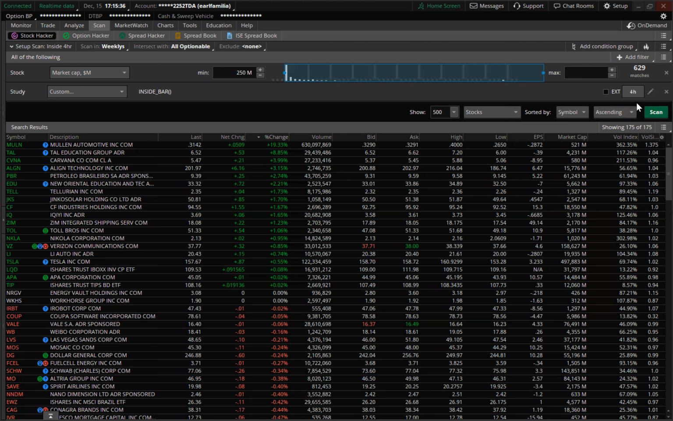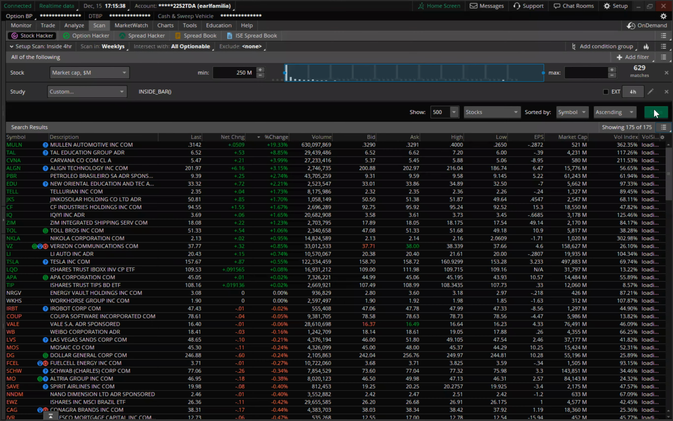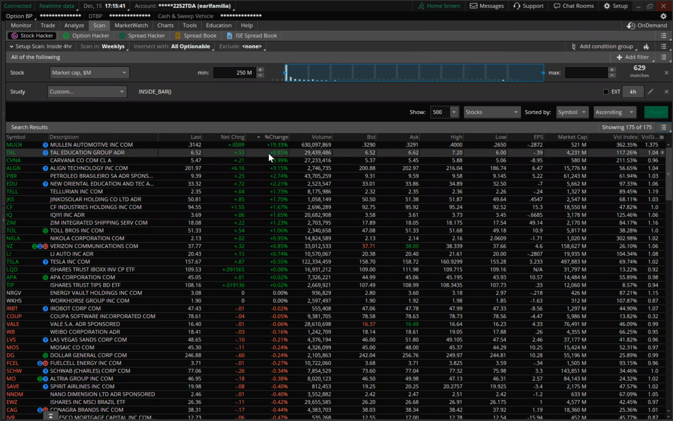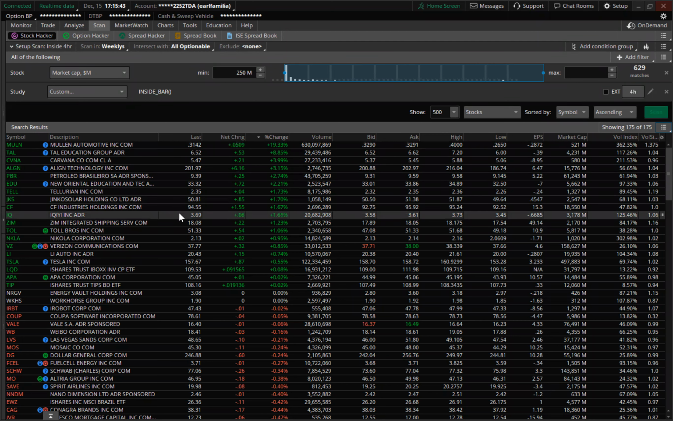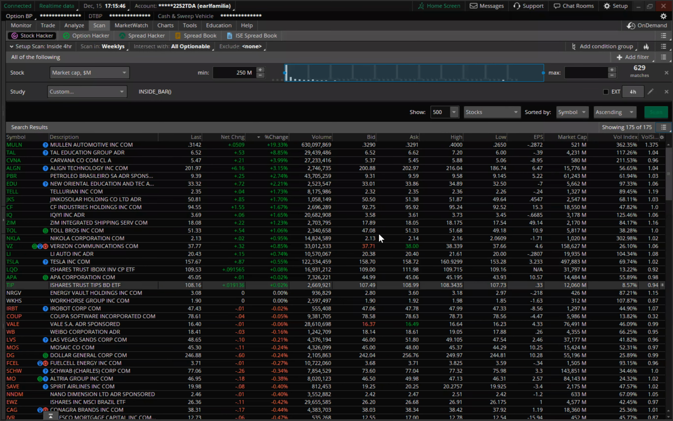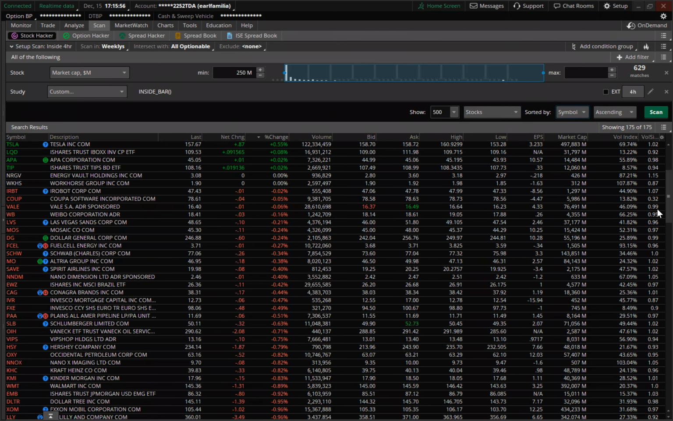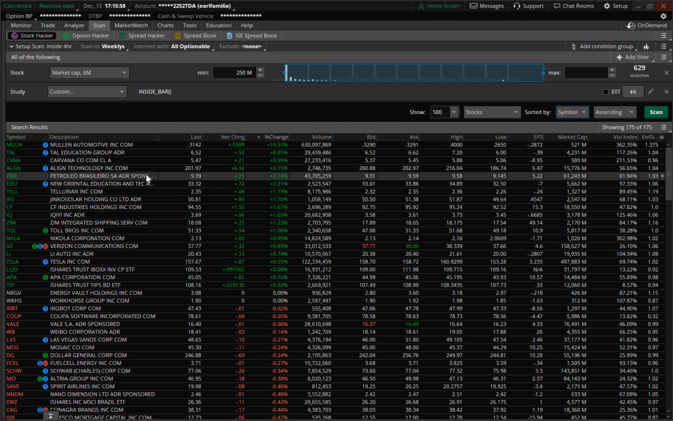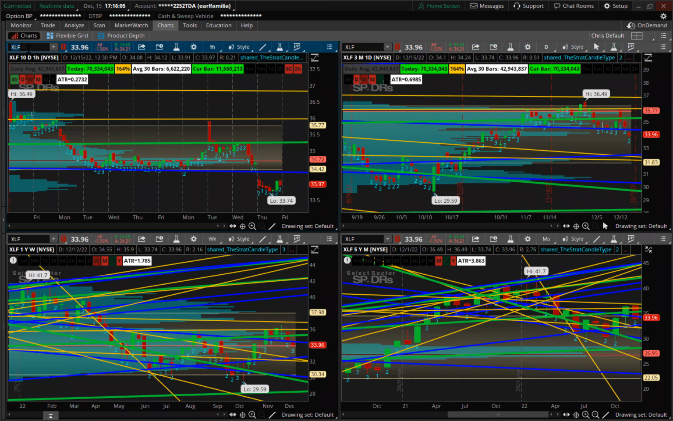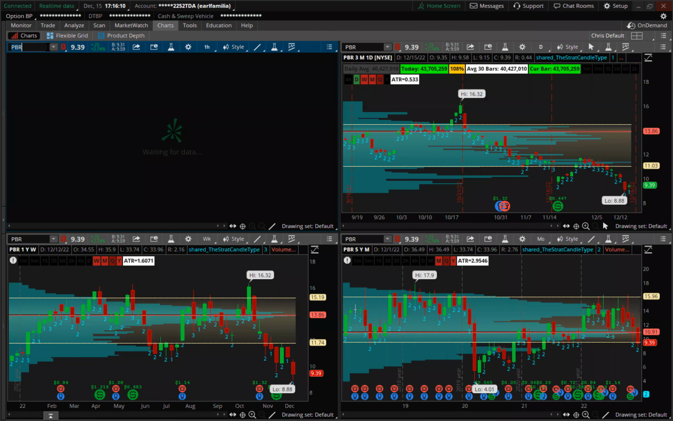Just letting y'all know right now, we're in this 4-hour scan, and we have a couple of tickers here that we see. Is there something I'm not seeing right now? The list looks different to me, but we have a few tickers here that we can take a look at. I see PBR on the 4-hour. So let's take a look at PBR. I don't know if that's one that I would play for a 0-day, but we'll take a look here and see.